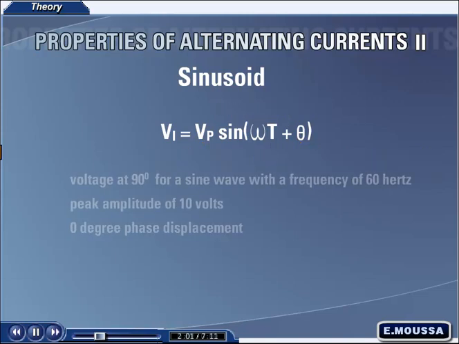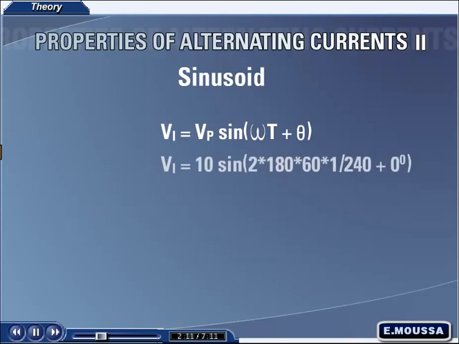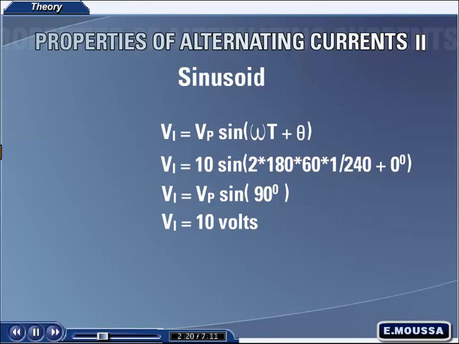As an example, let's calculate the voltage at 90 degrees for a sine wave with a frequency of 60 Hz, a peak amplitude of 10 volts, and a 0-degree phase displacement. Therefore, the instantaneous voltage at 90 degrees is 10 volts.